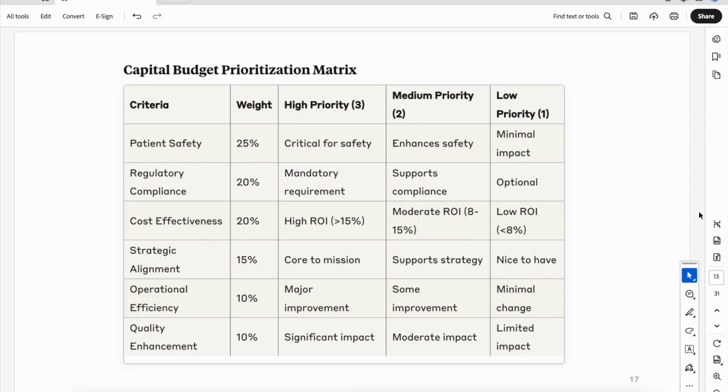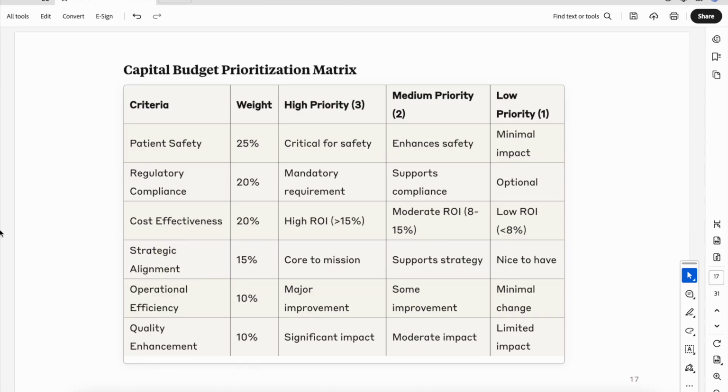Capital budget prioritization matrix. When you have multiple capital investment requests but limited funds, you need a systematic approach to prioritization. Here's a practical framework. The prioritization matrix uses weighted criteria to evaluate projects. Patient safety, 25% weight, critical for safety, which is high priority. Regulatory compliance, 20% weight, mandatory requirement, high priority.